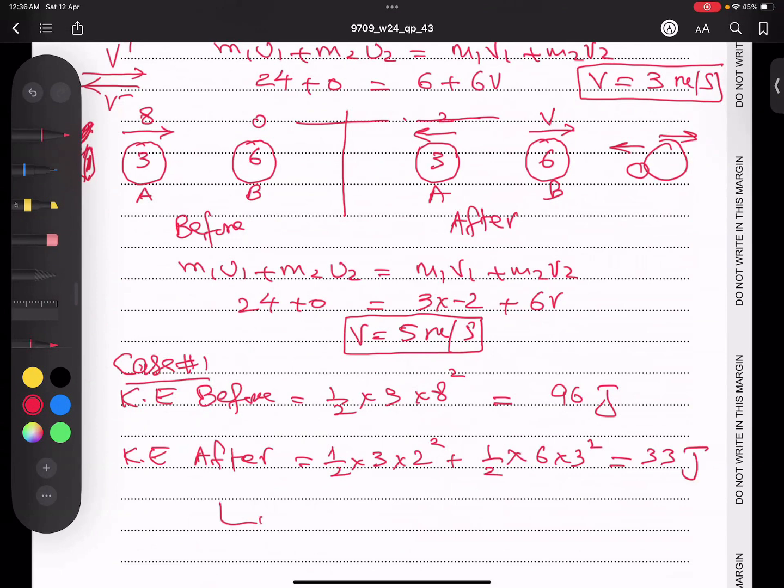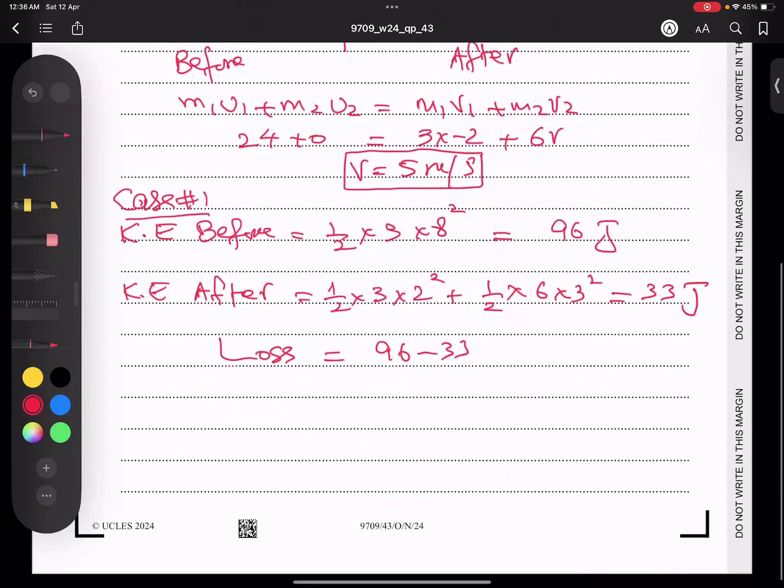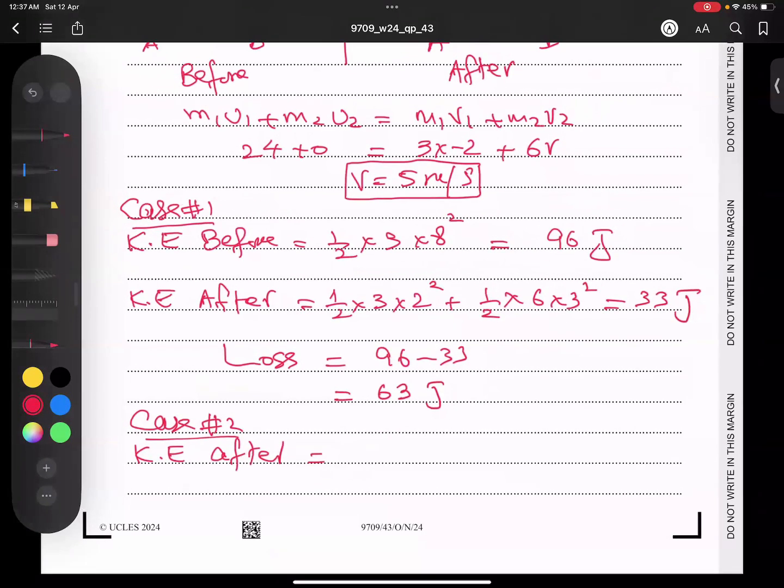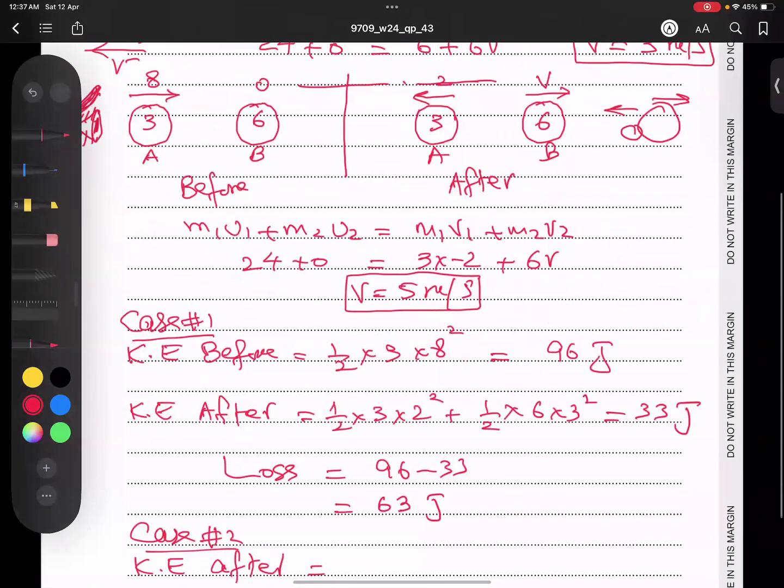And what's the loss? So loss is obviously the difference. So 96 minus 33. So it means I got a 63 joules loss. So this is the first, 63 joule loss. Condition number 2, case number 2. Okay, kinetic energy after collision. Before collision remains the same for both cases, so I will not waste your time.